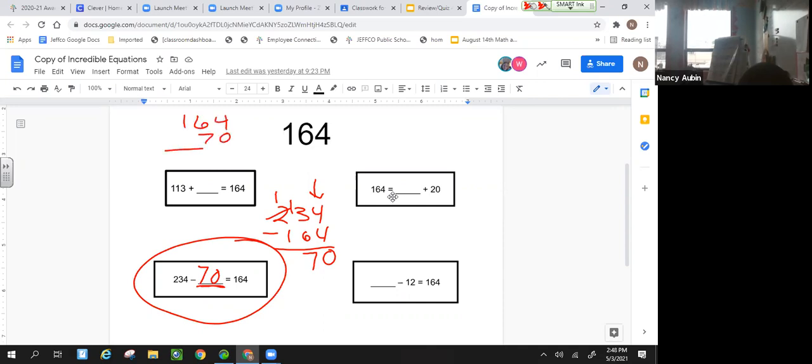164 plus 70. What should it equal, Ellie? If I add those, it better equal what? Let's see if it does. 4, 13, does it equal 234? So was he right? Okay, last one.